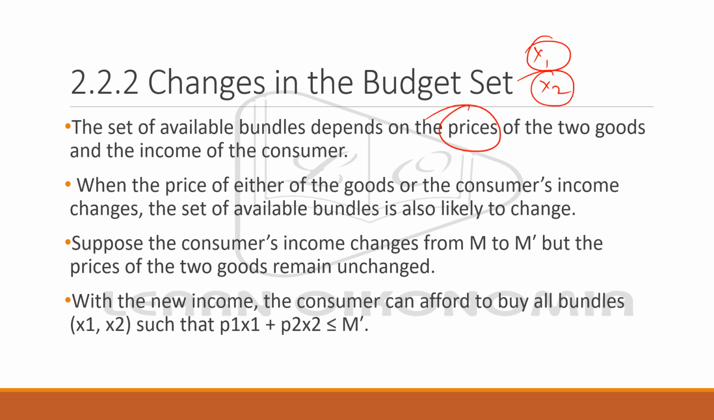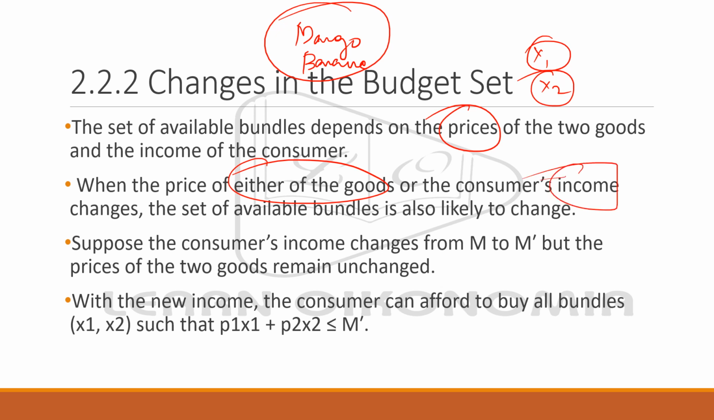influencing your available bundles. If you are taking something like mango and banana, the price of mango and banana would be influencing your bundle. And whenever there is a change in the price of any of these commodities, or a change in the income of the consumer, that will be influencing your available bundle as well. Your available bundle too would be changing.